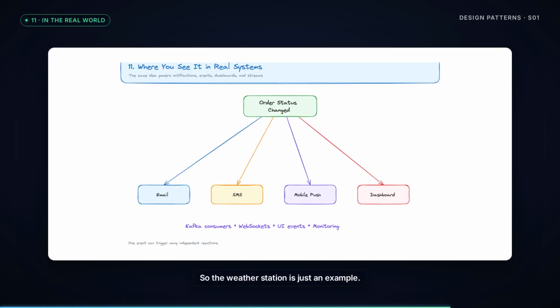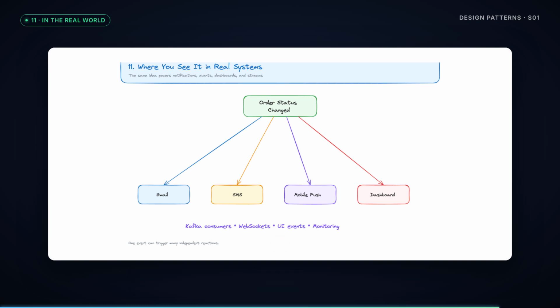So the weather station is just an example. You already use observer-like systems all the time. When you subscribe to a YouTube channel, you're an observer. When your order status changes and a notification is sent, this is an observer-style flow. When a Kafka consumer reacts to a new event, the producer and consumer follow a related publish-subscribe idea. When a stock price changes and a dashboard updates, this is the same general concept. In backend systems, you will see this in notifications, event-driven services, WebSockets, message queues, monitoring systems, and UI state updates.